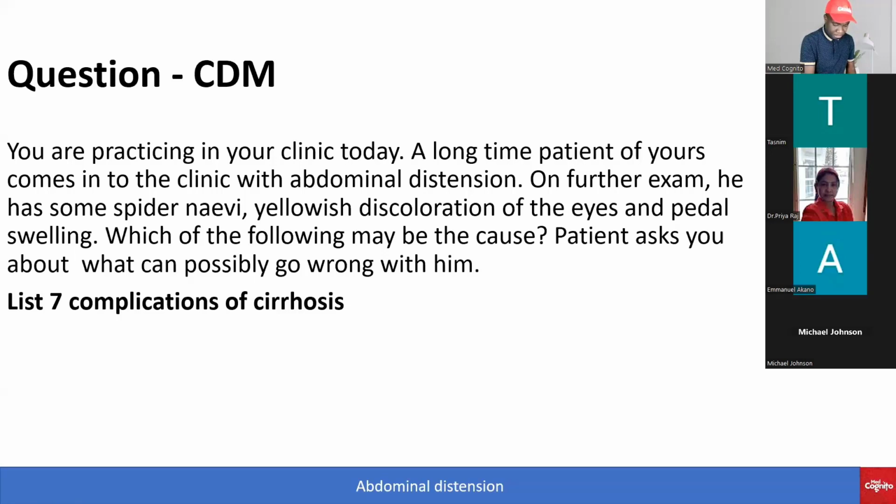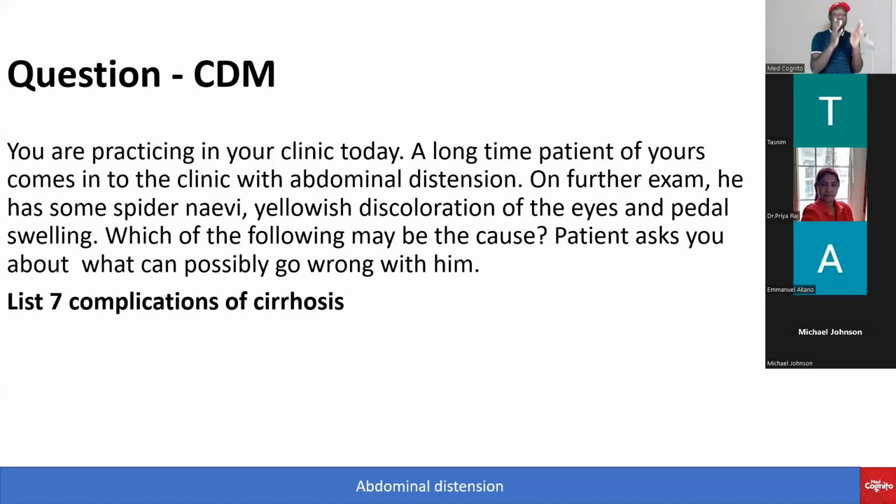So you are practicing in your clinic today. A long-time patient of yours comes into the clinic with abdominal distension. On further exam, he has some spider nevi, yellowish discoloration of the eyes and pedal swelling. Which of the following may be the cause? Patient asks you about what can possibly go wrong with him. List 7 complications of cirrhosis.